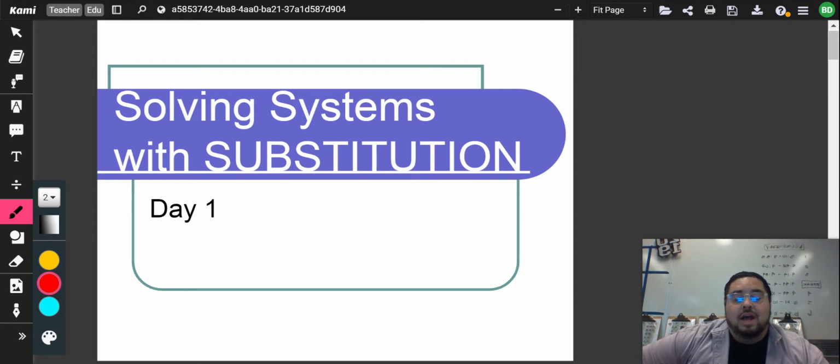So still, when I think of systems, I like to think about it this way. We have two locked doors, and we're basically looking for a key that is going to unlock both of those doors. Okay, that's what that point of intersection is. The point of intersection is the one point that is going to make both equations in the system work. Okay, so today we're going to be doing that without the graphing aspect of it.